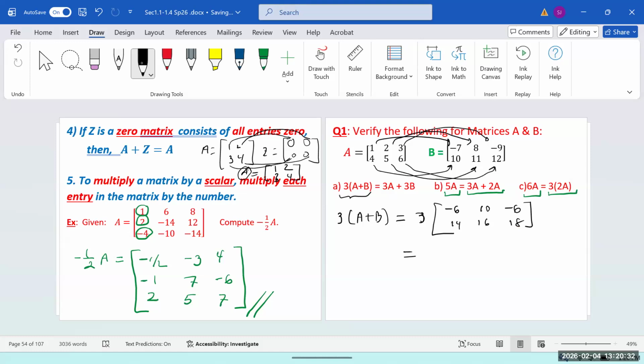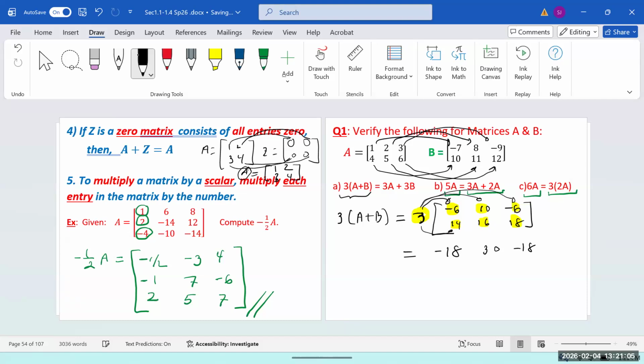Now you're multiplying each element by 3. Oh man, these will be big numbers. So is it only the top or each of all of them? Each element. You're going to multiply the 3 by all of them, one by one. So 3 times negative 6 is negative 18. Then 3 times 10, 30. Then 3 again times negative 6, negative 18.